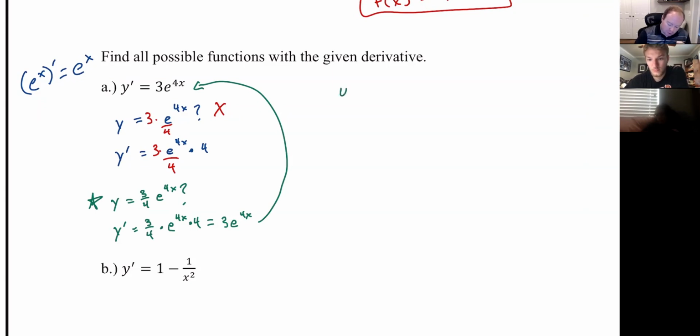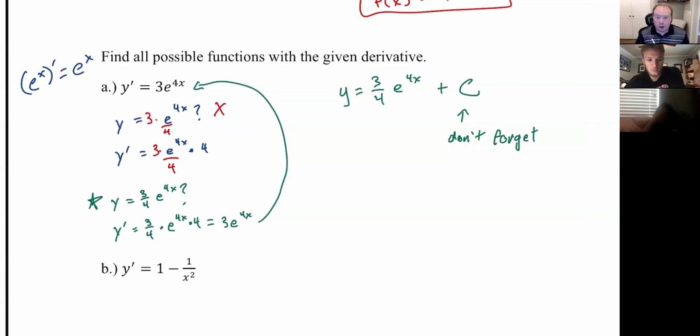But do remember, we want all the possible functions. So y would be equal to 3/4 e to the 4x plus some constant c. Don't forget about me. That rhymed. So don't forget. I'm not going to lie, there's a little bit of trauma from when I took Calculus 2 and I would forget about the c, and I would lose a point or two. So I'm just going to reiterate. Remember, when you're looking for all the possible functions, you do have that plus a constant.